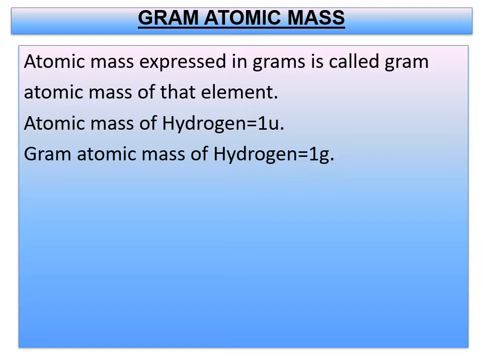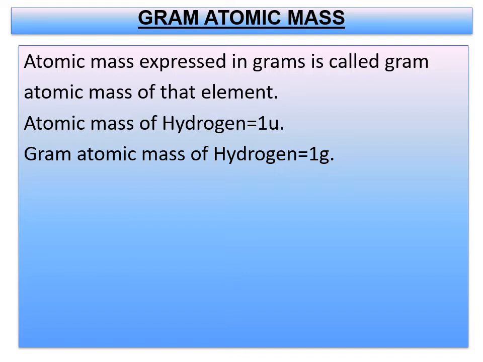Already in the last part you have learned atomic mass. Atomic mass, which is expressed in grams, is called the gram atomic mass of that element. For example, the atomic mass of hydrogen is 1 U, as we discussed in the last class, so the gram atomic mass of hydrogen will be 1 g. The atomic mass of oxygen is 16, so the gram atomic mass of oxygen will be 16 g. To convert atomic mass into gram atomic mass, we just replace U with g.